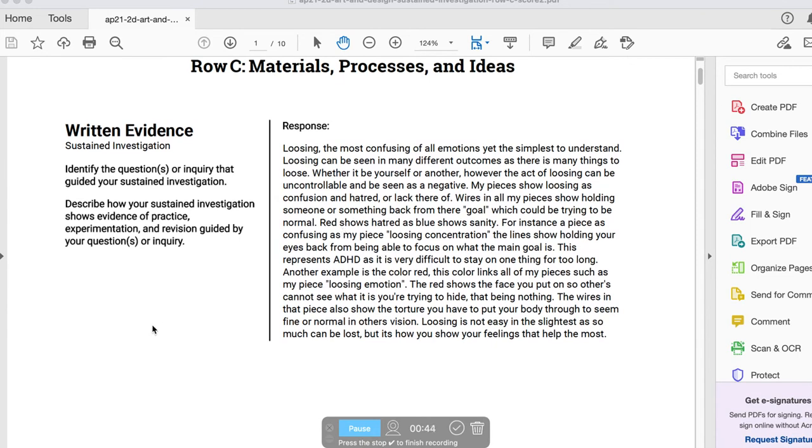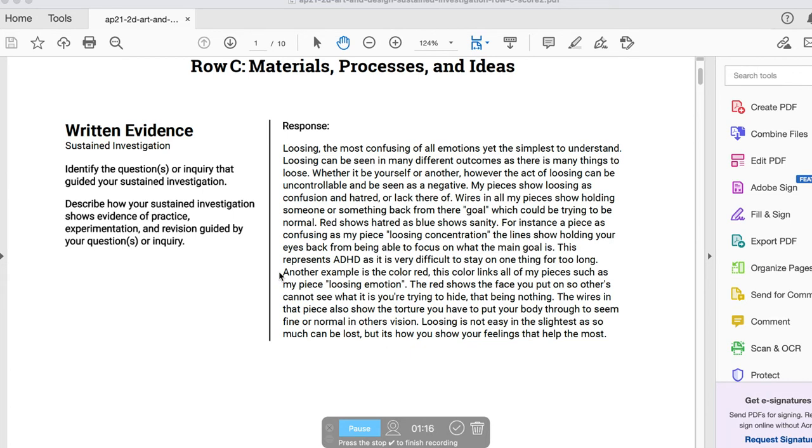Losing the most confusing of all emotions. Oh, sorry. Let me try again. I missed that comma. Losing the most confusing of all emotions, yet the simplest to understand. Losing can be seen in many different outcomes as there is many things to lose. Whether it be yourself or another, however, the act of losing can be uncontrollable and be seen as a negative. My pieces show losing as confusion and hatred or lack thereof.